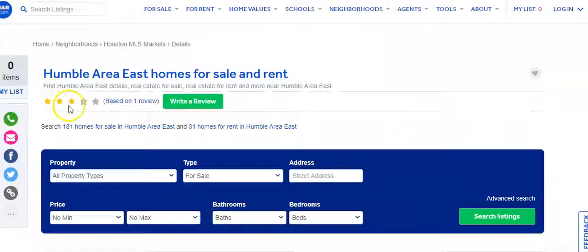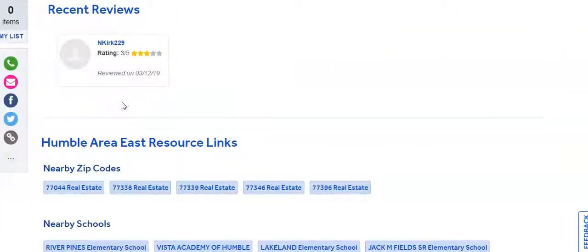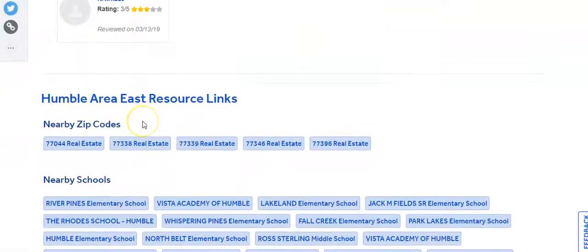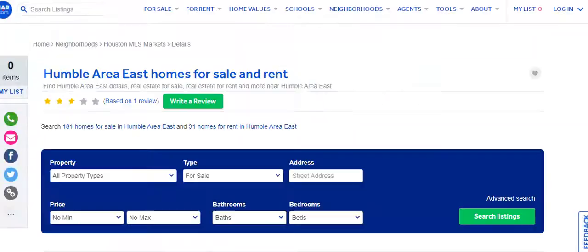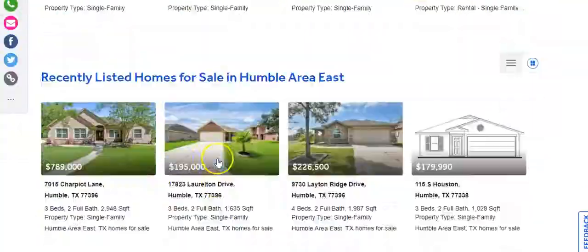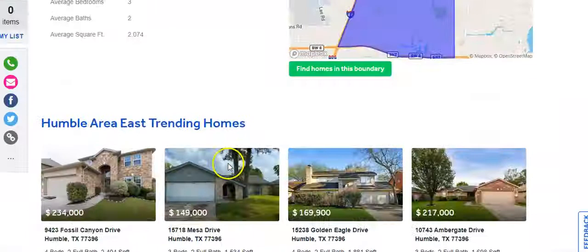And again, this area has already been rated. If you want to read the reviews, you just click on that review and see who rated it. And you can read, this person rated it a 3 out of 5. They didn't leave any notes. They just rated this back in March of 2019. Gives you more neighborhood data. Gives you a map of the area and other homes that you can see.